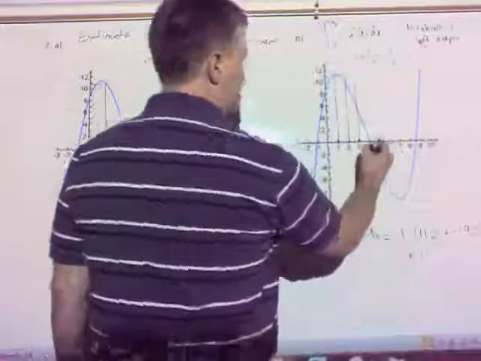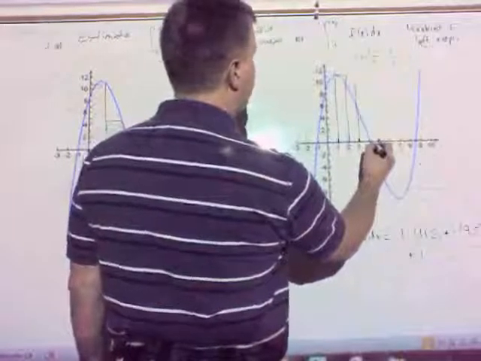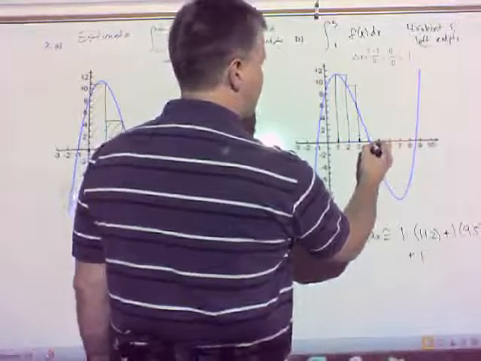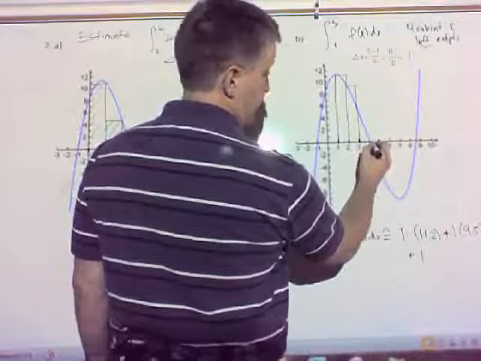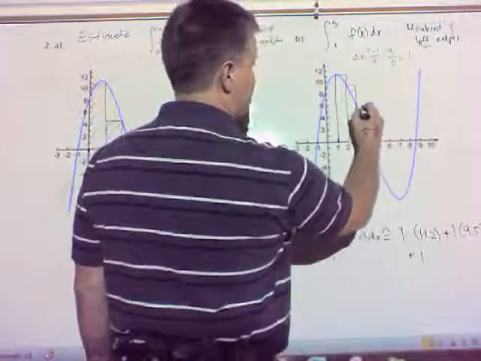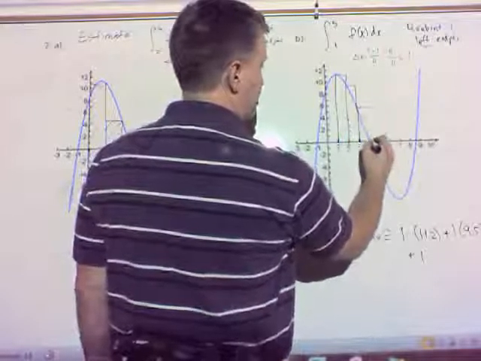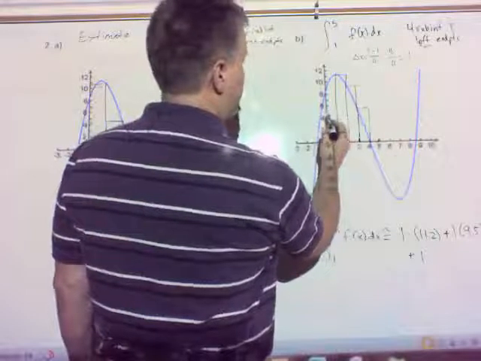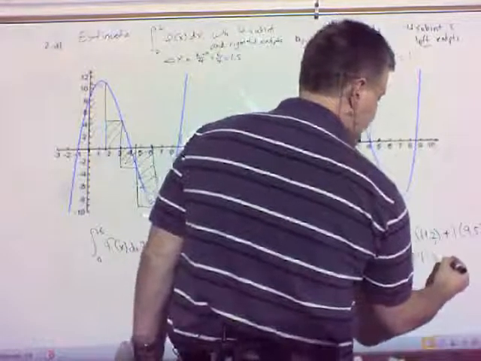So the third one would be right at 4, right? But I'm using left-hand endpoints. If I was using right-hand endpoints, it would be a 0. So it's not. It's right there. So let's call it there. And that's about 5.5. I'm going to call it.